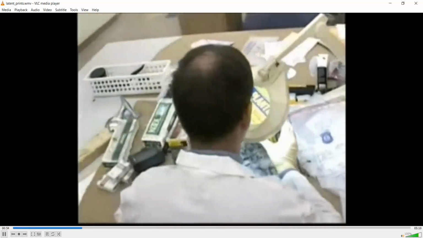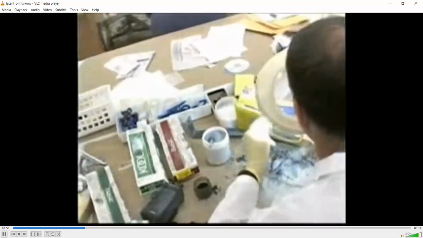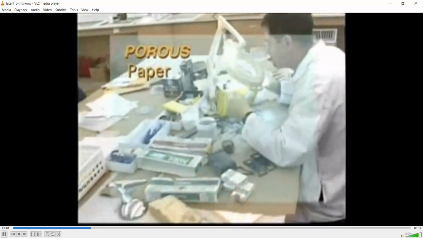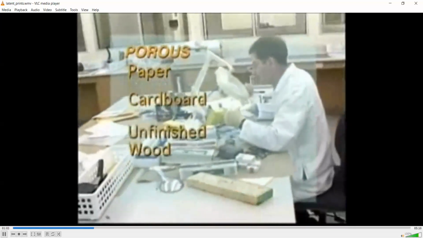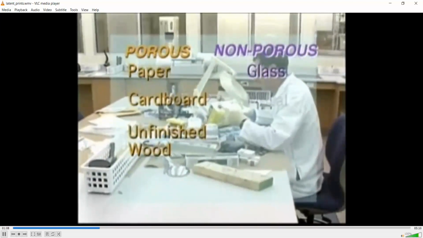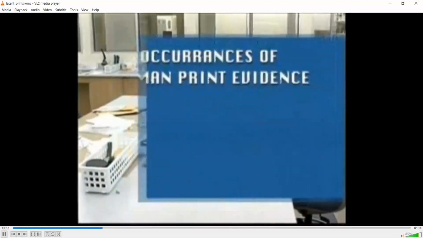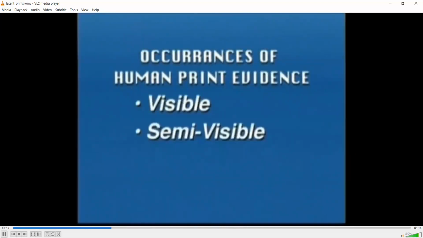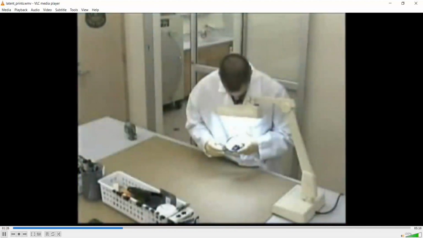Latent print evidence is divided into two categories, porous and non-porous. Examples of porous evidence are papers, cardboard, and unfinished wood. Non-porous evidence is represented in part by glass, metals, and plastics. Prints may appear in three different forms: visible, when deposited in blood, grease, or dirt; semi-visible, such as prints deposited on glass or mirror; and finally, when they are invisible to the unaided eye.